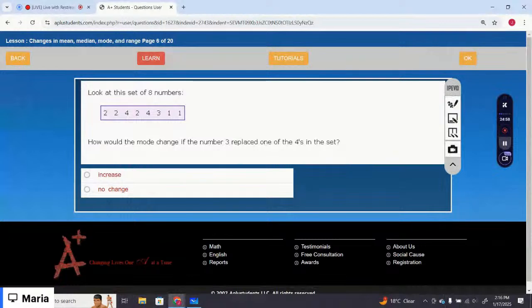Look at the set of 8 numbers. How would the mode change if 3 replaced one of the 4s in the set? The mode is 2. If you replace the 3 with 4, no change.